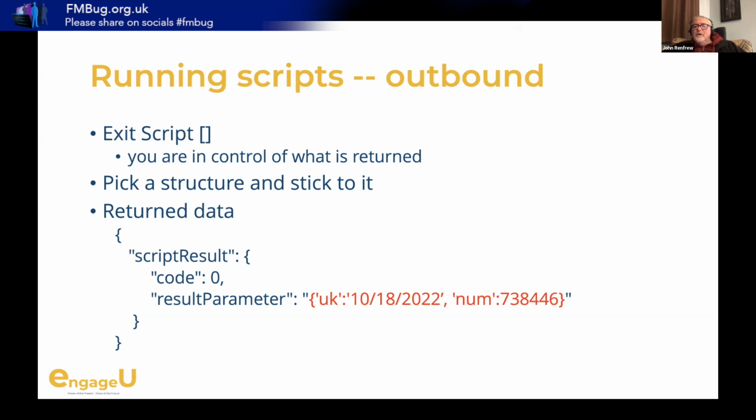But what you put into the exit script step, you will get back as the answer to the OData call to run a script. In this particular format, you'll get back the script result object. The code, if it's run successfully, will be 0, but then you'll get a result parameter, and whatever it is that you decided to put in the exit step, you'll get back. I've just chosen something that looks vaguely like JSON, but actually isn't, as an example.